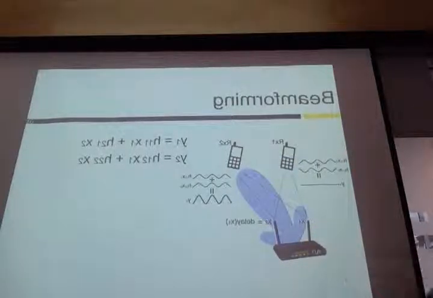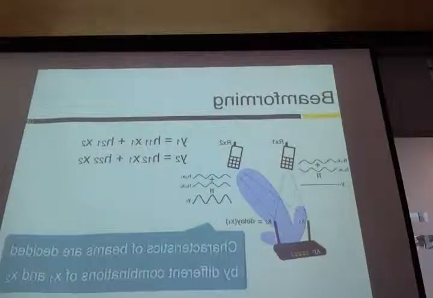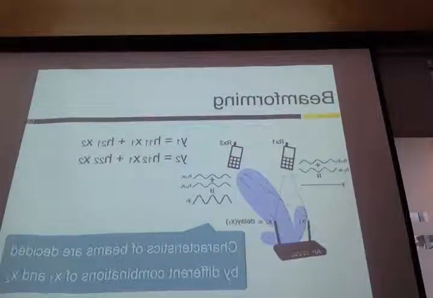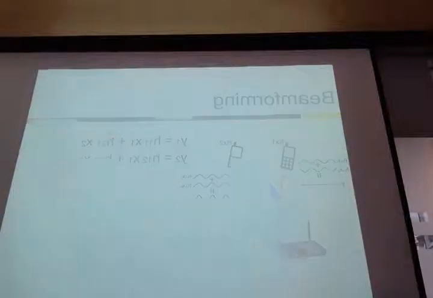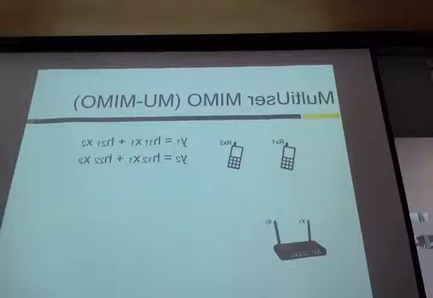Since H1 traveled a longer distance to receiver 2, the signal sent from the second antenna is also delayed at the same time, based on the intentional delay at the AP. So in summary, the characteristic of beamforming can be decided by different combinations of S1 and S2, the two signals sent, and that is usually set based on the channel state information. For different purposes, in this presentation, we will introduce a specific one of them.